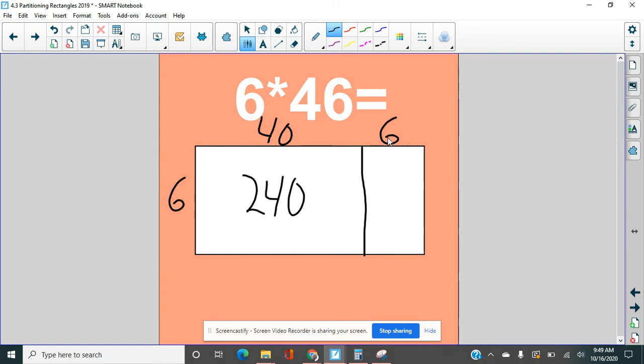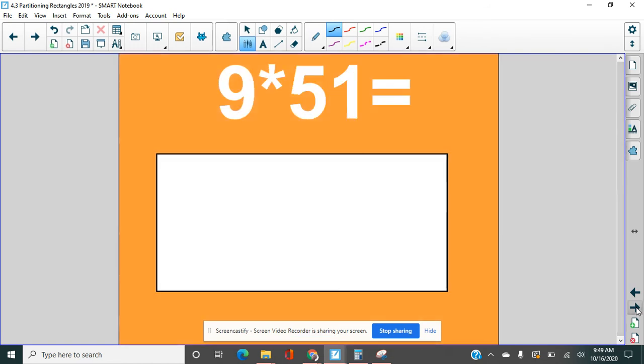And then what do I multiply and what's the answer? What's the multiplication fact for this box? 6 times 6 equals 36. And lastly, what do I do with my two parts? I add them together. 240 plus 36 equals 276. No unit here because we're not in a word problem. All right, I want you to try this one now. You're going to need to draw it in your notebook and come up with the answer.